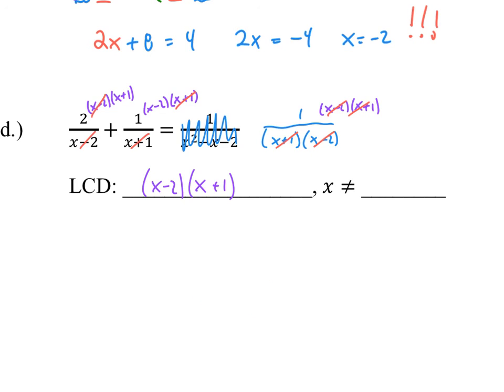Oh, dang, I forgot about what x can't be. We'll get there in just a second. So I have a 2 times x plus 1, which is 2x plus 2. That's coming down at the same time. Plus sign. And here I have a 1 times x minus 2, which of course is just x minus 2 coming down at the same time, so it gets parentheses, equals, and then over here on this side, we have just that 1.